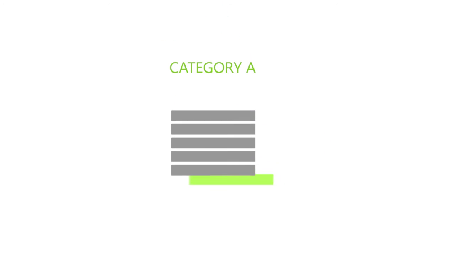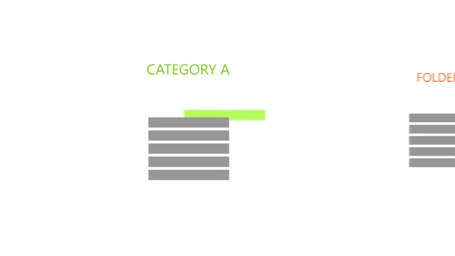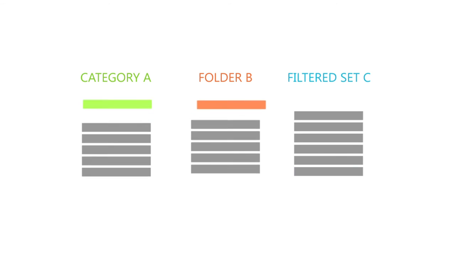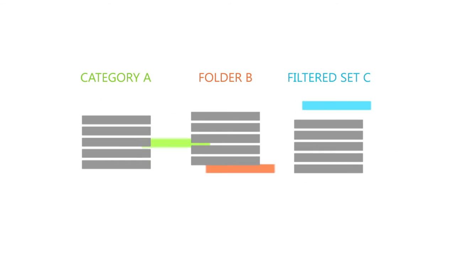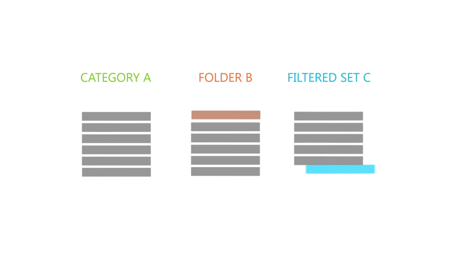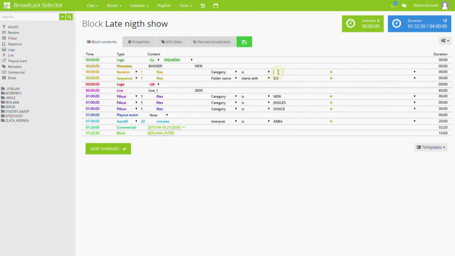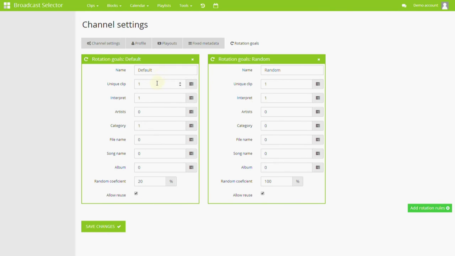Broadcast Selector has a unique function that can automatize the rotation of the media in the broadcast. It allows you to define the complex rotation goals based on performer, rotation, category, artist, or just by simple clip ID. For example, you just define that you want to play any media from category jingles, and Broadcast Selector automatically filters these media files and selects the best clip according to your rotation goals.